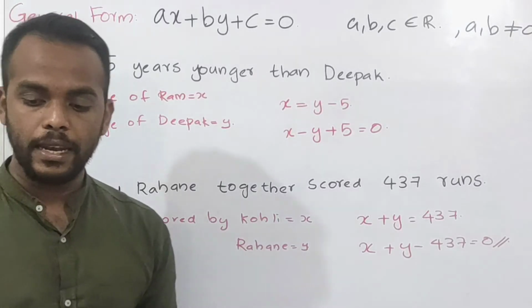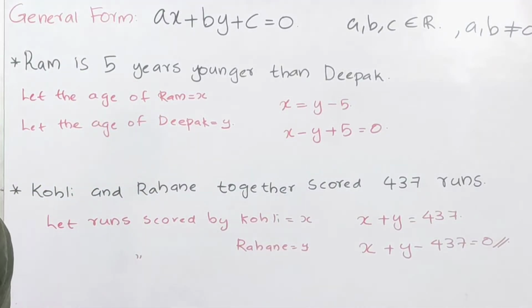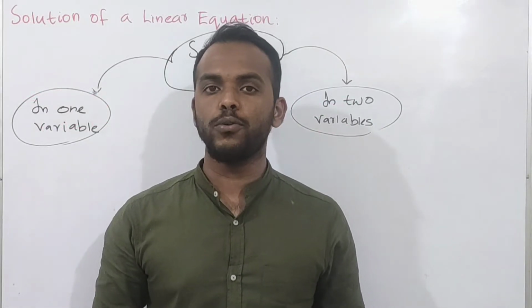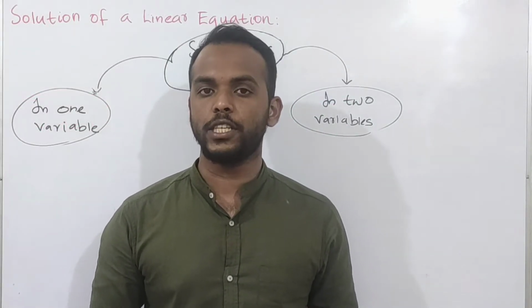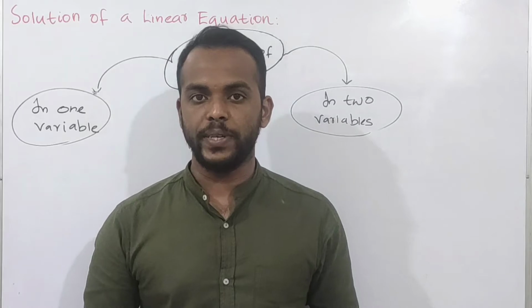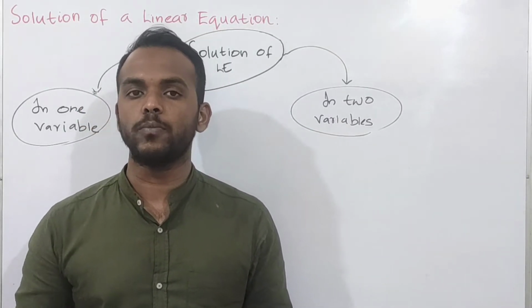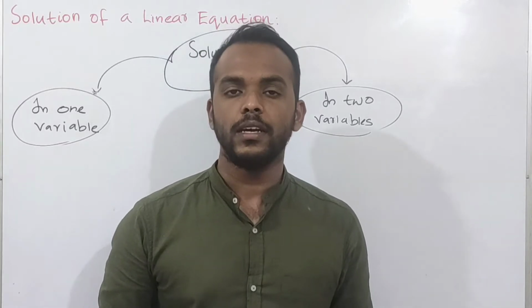There is another question in your exercise 4.2 as the first one. So try to do it by yourself. So far we have learned how to convert a given statement into a linear equation in two variables. Now let's see the solution part of this very same equation.